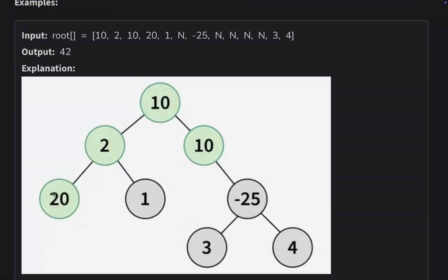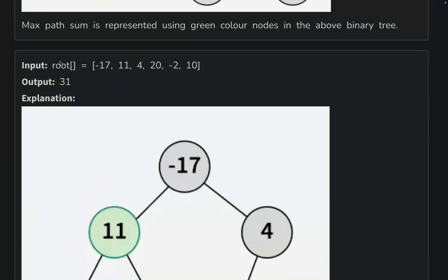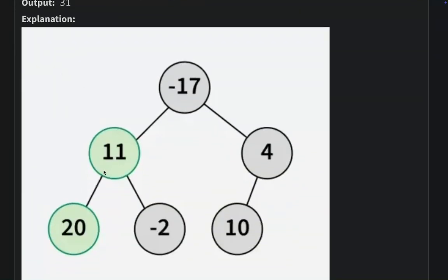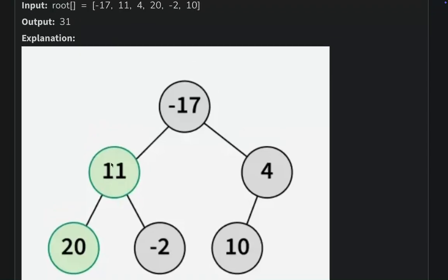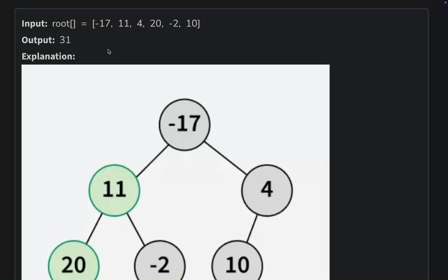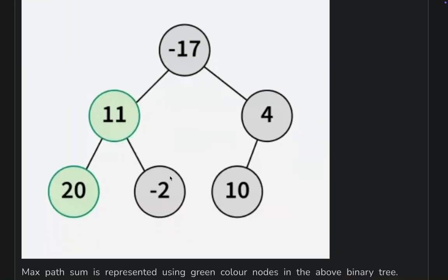So a path starts from 20 and ends on this node number 10. The total summation is 10 plus 10 is 20, 20 plus 20 is 40, then 42. This is the maximum path. And in this example the maximum path is 31. So this is the output. This question is pretty straightforward.